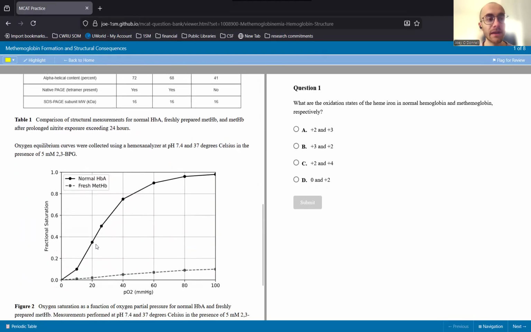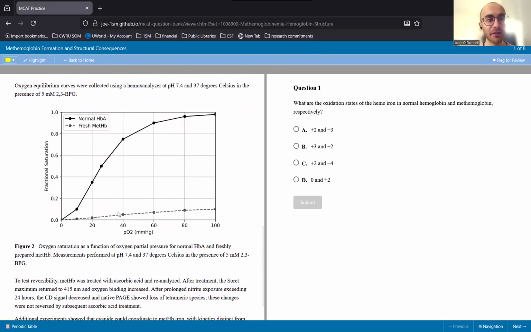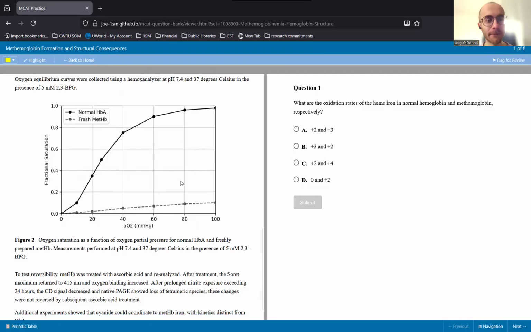Okay. Then finally, we have our Hemox analyzer data here, and we see our independent variable is normal HbA, fresh methemoglobin, excuse me. The partial pressure of O2 is kind of an independent variable, but often the legends have them. And our dependent variable is fractional saturation, so basically what proportion of the binding sites for oxygen of hemoglobin or methemoglobin are actually occupied by oxygen. And what we see here is a nice sigmoidal hemoglobin curve. And with methemoglobin, we see very little, maybe a tiny bit of cooperativity, but not much there.